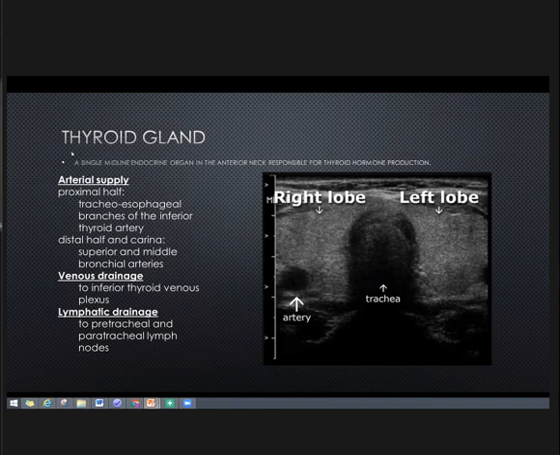So the next part of the visceral space is the thyroid gland. The thyroid gland is a single midline endocrine gland in the anterior neck and is responsible for thyroid hormone production. It lies in the visceral space completely enveloped by the pretracheal fascia. The thyroid extends from C5 to T1 and lies anterior to the thyroid and cricoid cartilage of the larynx and the first 5 or 6 tracheal rings.